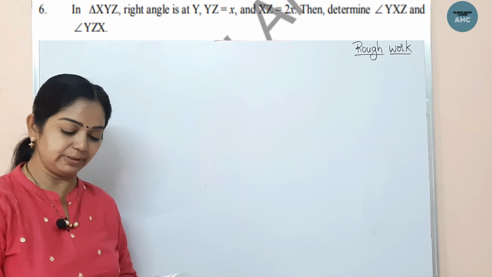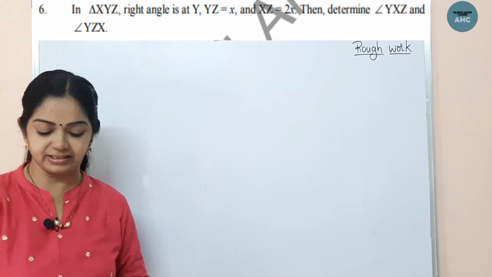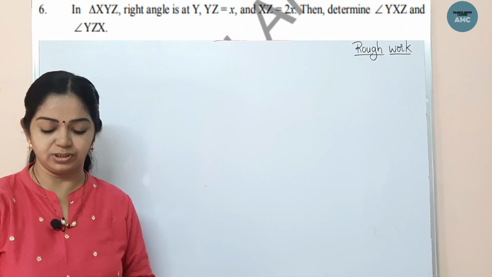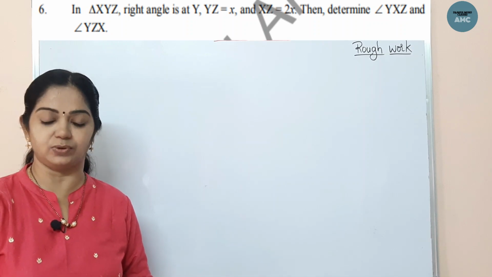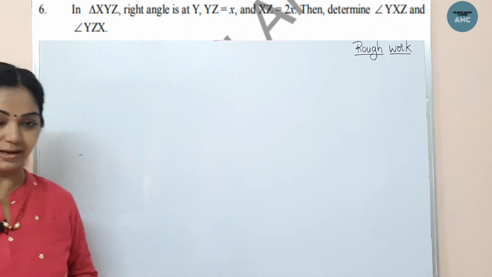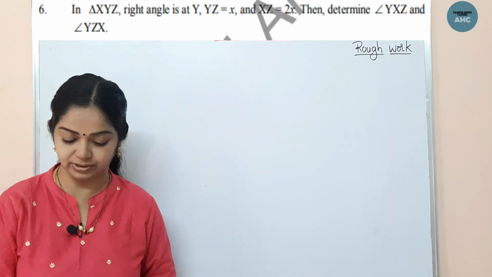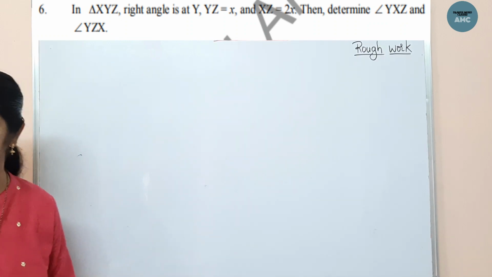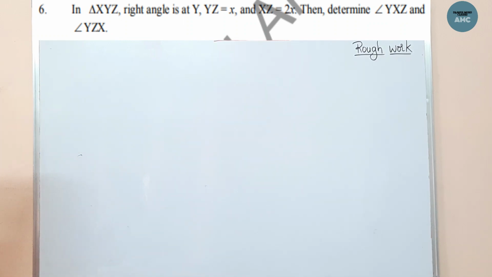Now, the sixth problem. In triangle XYZ, the right angle is at Y. YZ is equal to x and XZ is equal to 2x. Then determine angle YXZ and angle YZX. Here we are asked to find the angles, and the sides are given in the form of x.